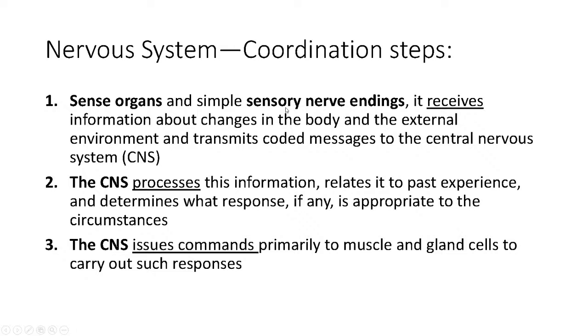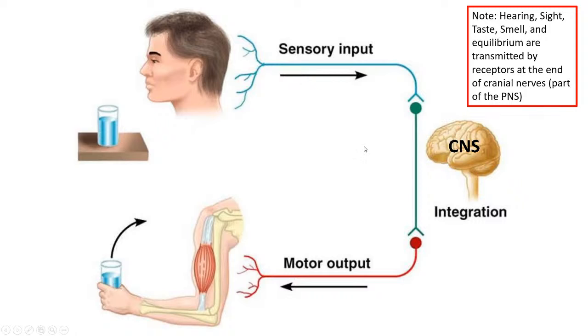All right, so the sense organs and simple sensory nerve endings receive information about changes in the body and the external environment and transmit coded messages to the central nervous system. The central nervous system, or CNS, processes this information and relates it to past experiences, and then it determines what response, if any, is going to be appropriate to the circumstances. It then, if it determines a response is necessary, issues commands, primarily to muscle and gland cells, to carry out such a response. And so this is an oversimplified view of a reflex arc.